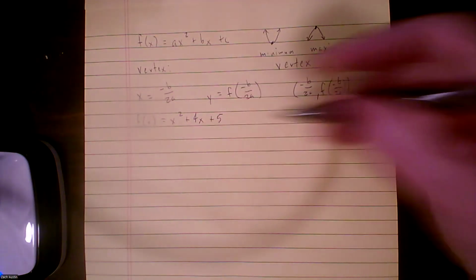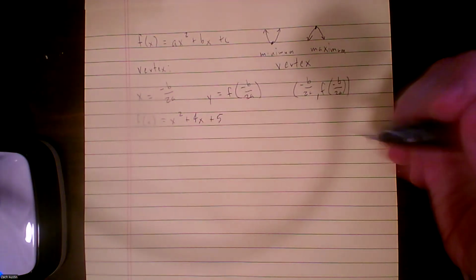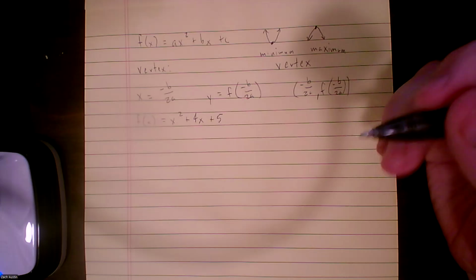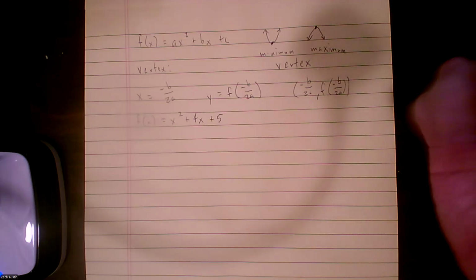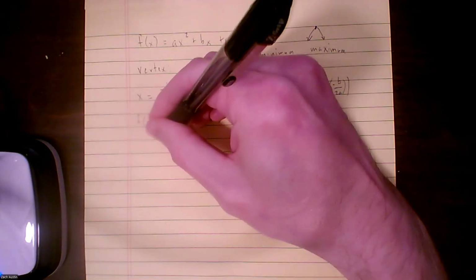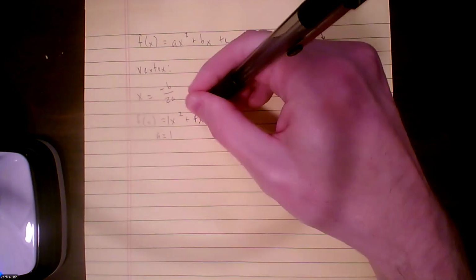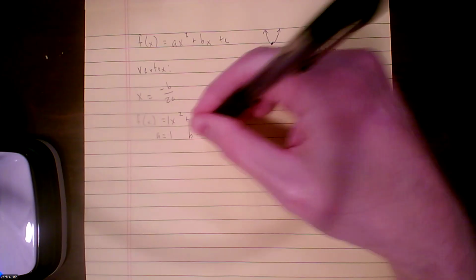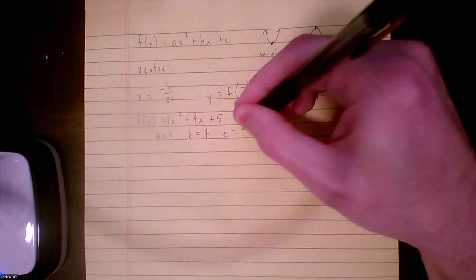Okay, I want to find the vertex for this particular quadratic equation. The first thing I need to be able to do is recognize what my a, b, and c values are. Don't really need the c for this, but we'll write it down anyway. So our a value is our x squared coefficient. So in this case, our a is 1. Our b is our x coefficient, so that's 4. And then our c is our constant coefficient.